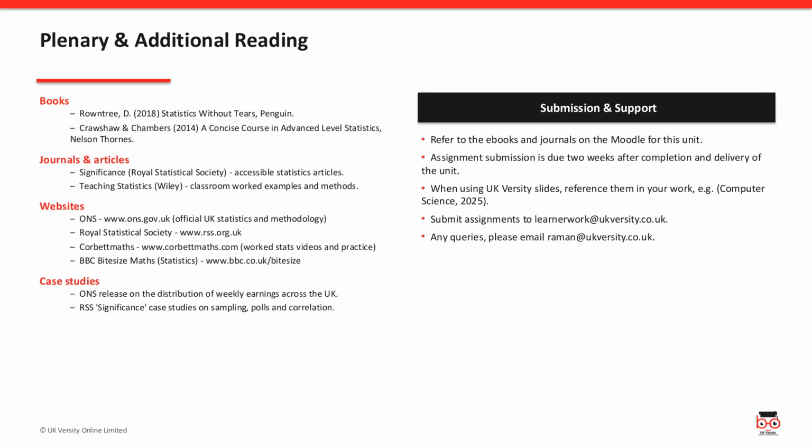That wraps up constructing and reading diagrams of distributions, from stem and leaf plots and box plots through to skewness and the outlier test. If you'd like to shore this up, Rowntree's Statistics Without Tears is a gentle read, while Crawshaw and Chambers goes deeper with worked examples, and Corbett Maths and BBC Bitesize both have handy walkthroughs. It's well worth browsing an ONS release on the distribution of weekly earnings to see this skew in genuine national data. Have a look at the ebooks and journals on the Moodle, and bring any questions to your tutor before you tackle the assignment.